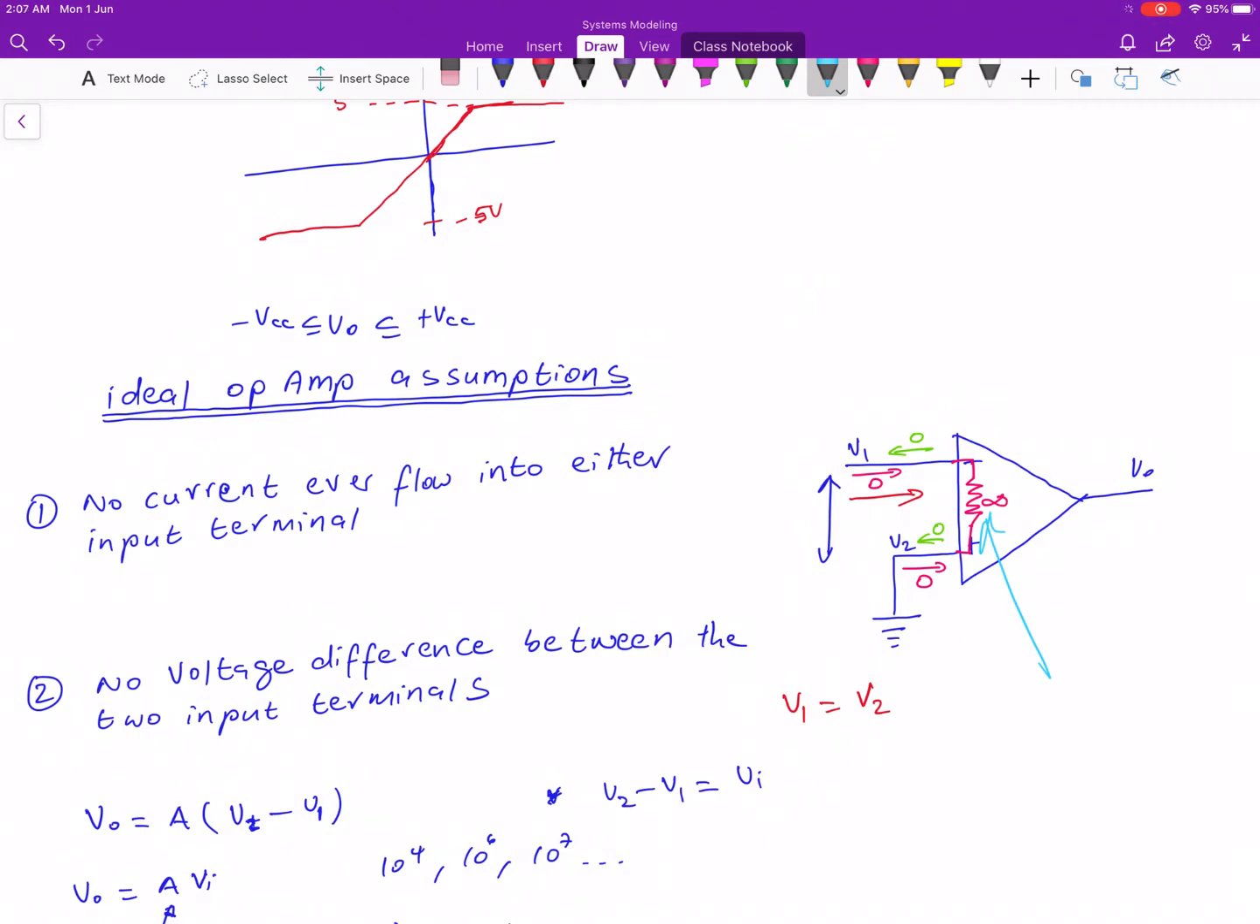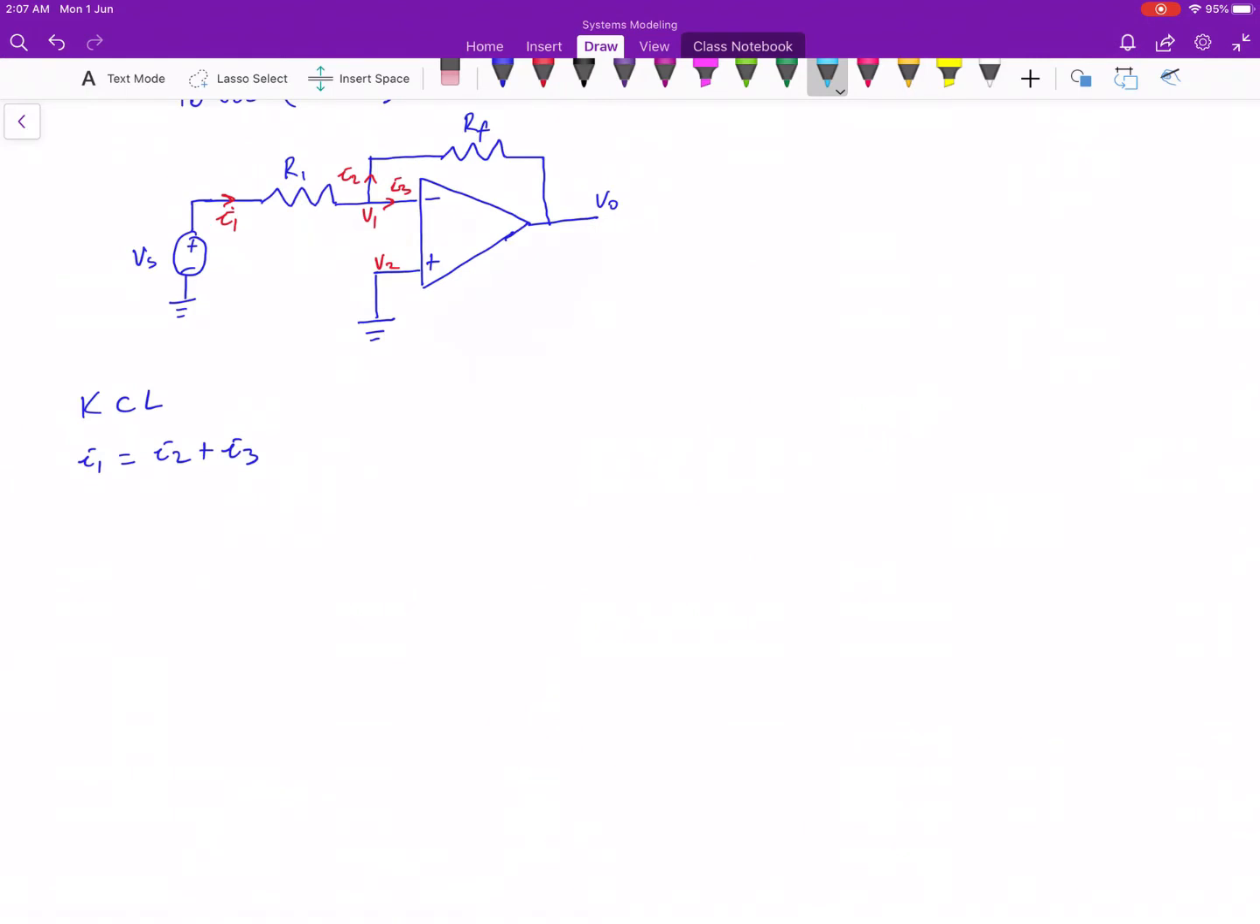If that is true, then I3 will not be able to go in there. It's going to be 0. So this implies that I3 is going to be 0 because of the high impedance. If I3 is equal to 0, then we have I1 is equal to I2. Now, let's find the current that is going through resistor R1.